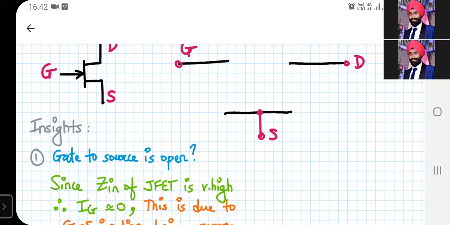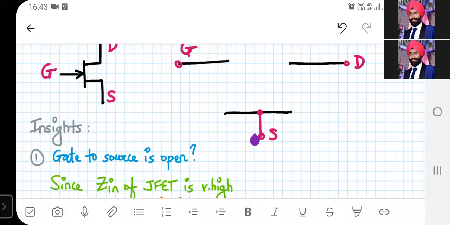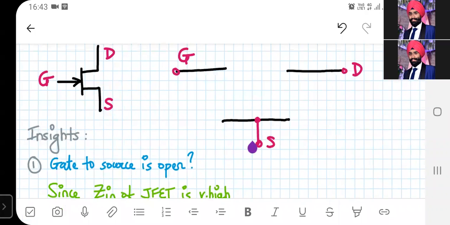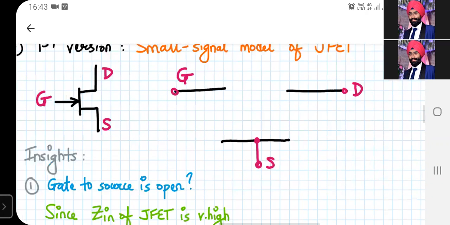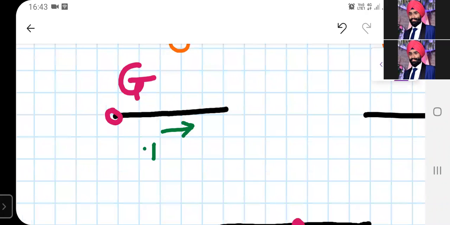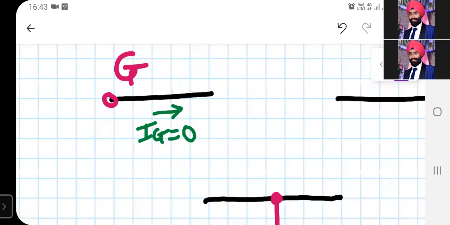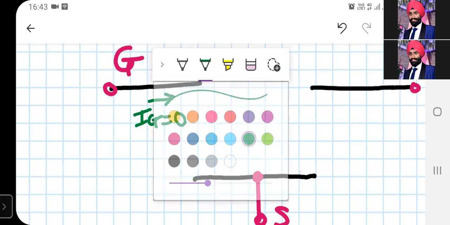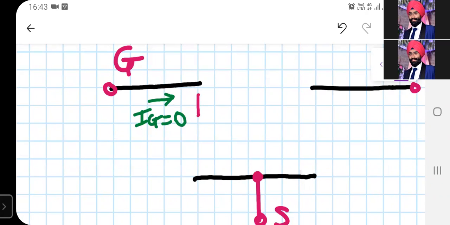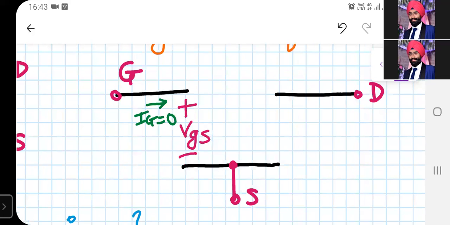And how do you represent it? Am I audible, students? Yes, sir. Okay, thank you. So if I want to represent a current as zero, I can represent it by an open circuit only. Correct? So I am writing over here my gate current IG is zero. That means no current flows into the terminals of your JFET, and that is represented by an open circuit over here. We don't have anything connected between your gate and source terminal. We have just a voltage VGS.